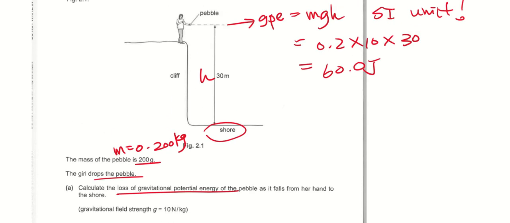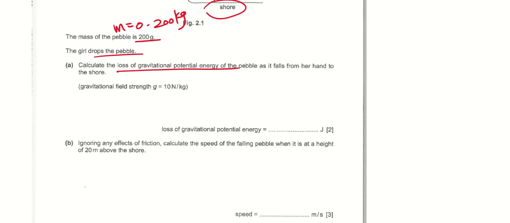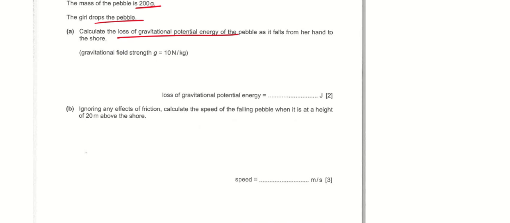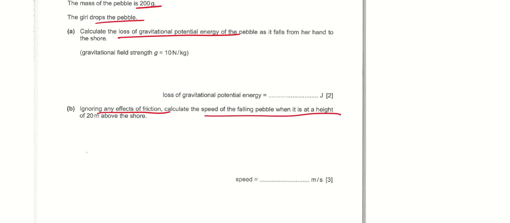So the loss is because it went from this position all the way down. So where did this GPE go to? Okay, it will actually be transferred to the kinetic store of the pebble. So they want us to ignore any effects of friction. That means we ignore air resistance as well. We calculate the speed of the falling pebble when it is at a height of 20 meters above the shore.